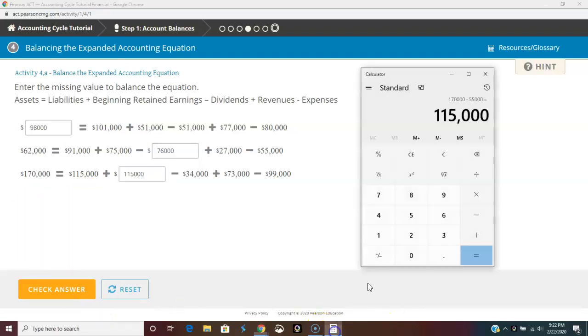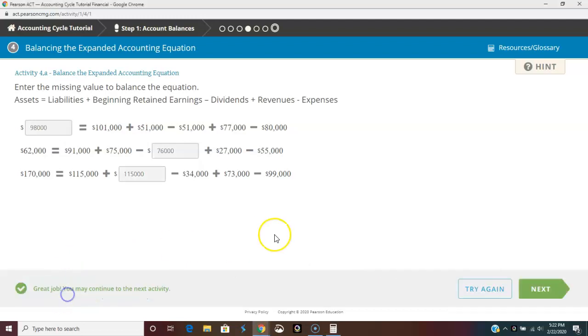I don't know. Let's check here. Plus 115 minus 34 plus 73. I usually have to do these on paper. It's 170. It was right. Okay, check the answer. Correct. I didn't trust myself on that one.